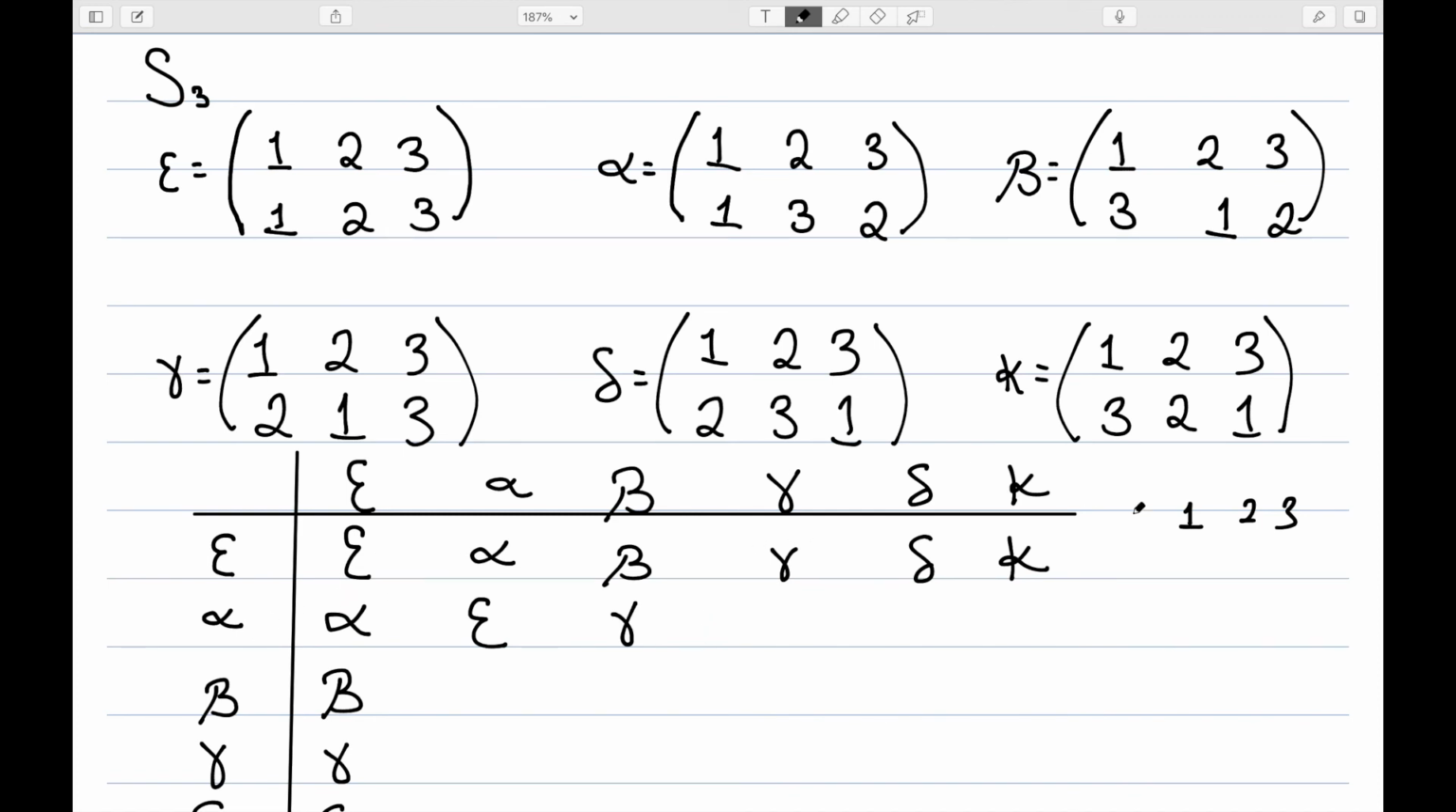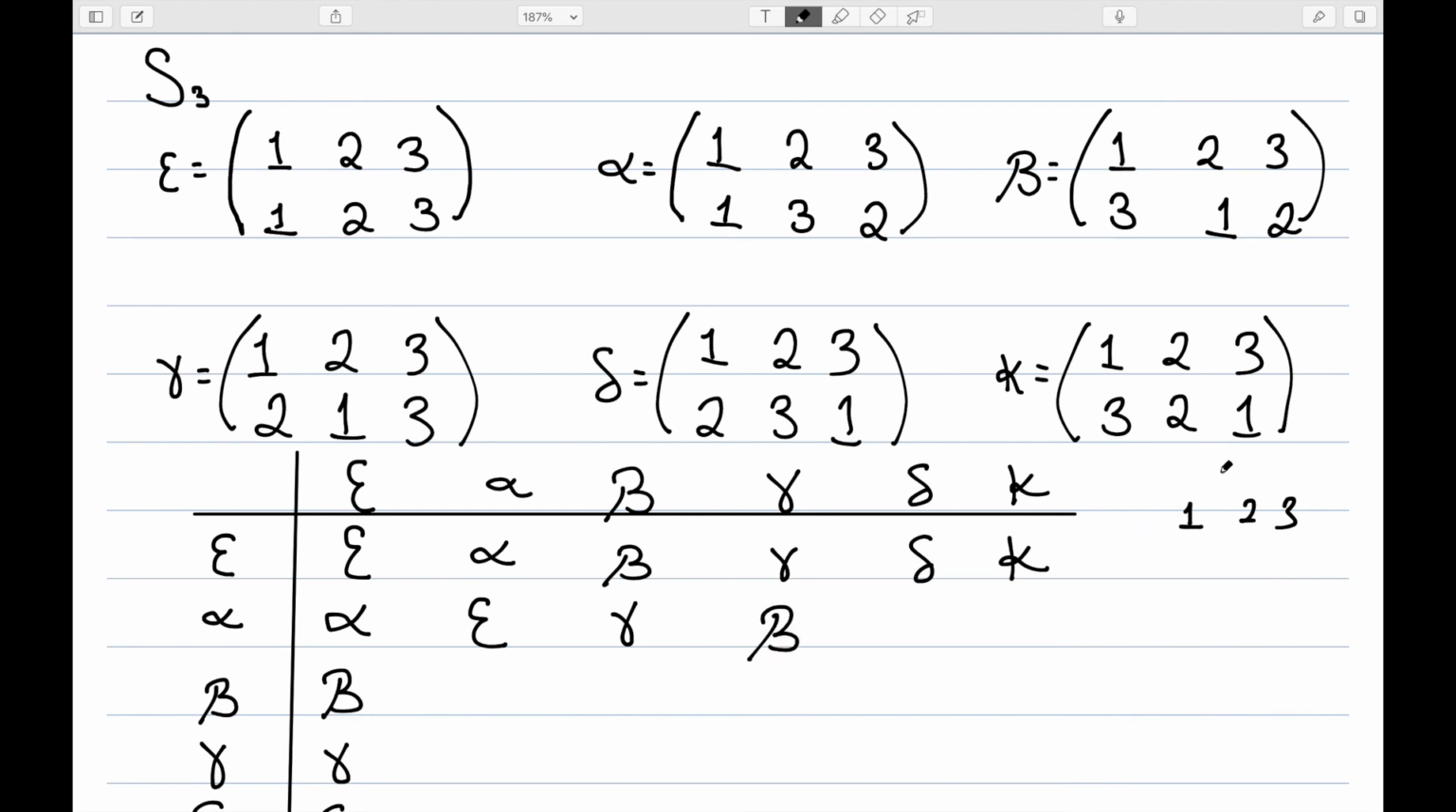Next, we have alpha composed with gamma. Once again, start with gamma and then move to alpha since it's composition. 1 maps to 2 and 2 maps to 3, so 1 maps to 3. 2 maps to 1 and 1 maps to 1, so 2 maps to 1. 3 maps to 3 and 3 maps to 2, so 3 maps to 2. And this would give me beta.